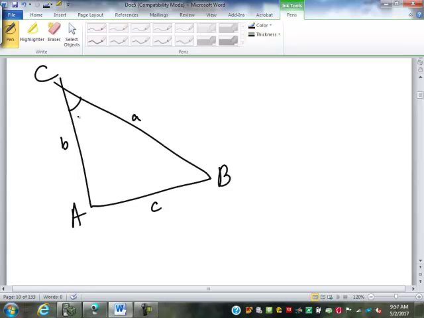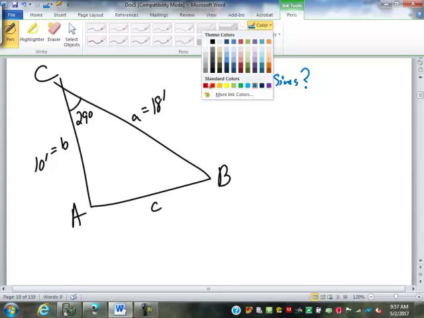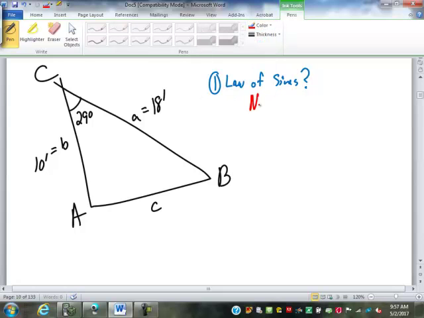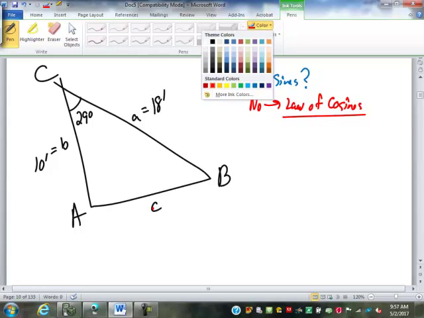If I tell you that angle C up here is 29 degrees, side A we're going to call 18 feet, side B over here we're going to call 10 feet. What is step 1? Well, the first thing is, can we use the law of sines? No, we don't have the side and the opposite angle. So that means we have to do law of cosines. We should always look to see if we can use law of sines. In this case, we cannot.